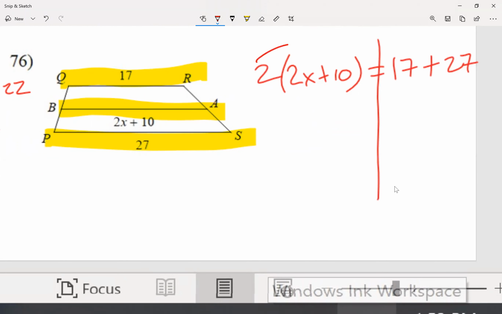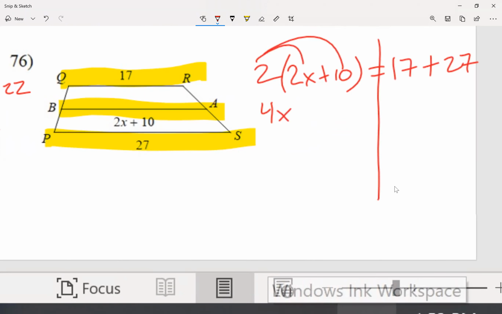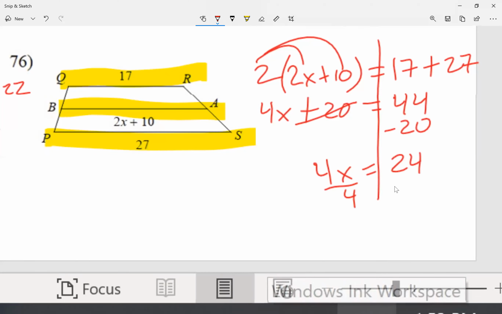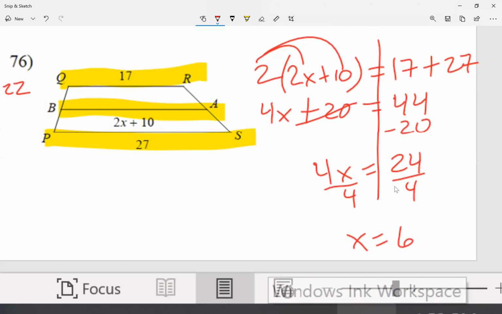Separate them at the equal sign. Let me distribute the 2 to get rid of parentheses. So I have 4x plus 20 equals 17 plus 27. Let me just call that 44. To get the 4x by itself, the plus 20, let me move it to the other side as a minus 20. So I have that 4x is equal to 24. Right, 44 minus 20 is 24. To finish this, let me divide by 4. So I get x is equal to 6.